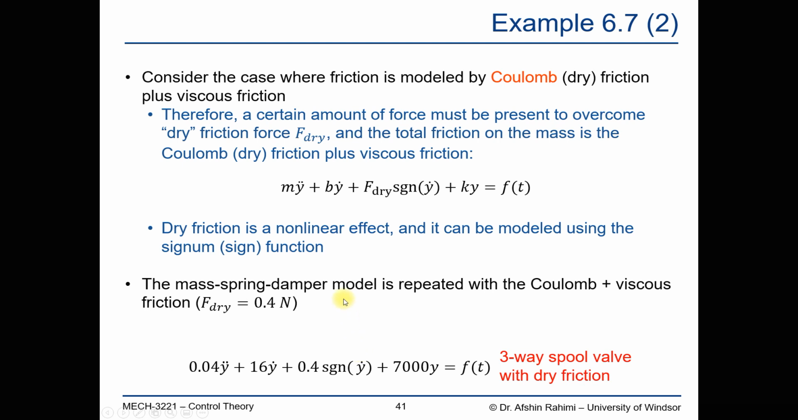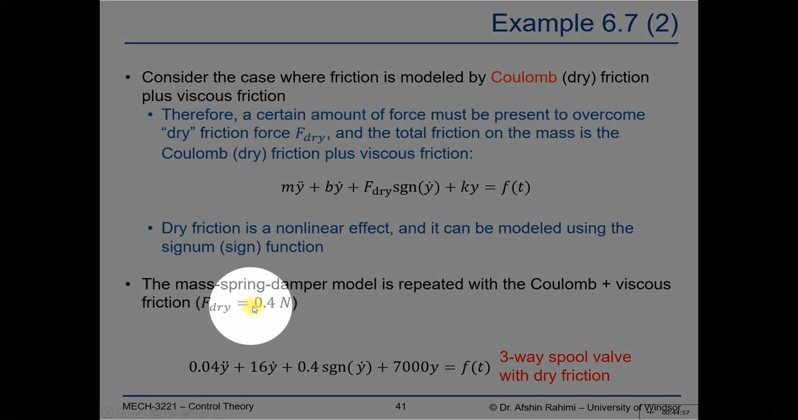The mass spring damper model is repeated with the Coulomb plus viscous friction, and in this case we have F dry equal to 0.4 newtons. So we replace F dry with 0.4 newtons multiplied by the signum or sign of y dot, which is the velocity. So this will now be our full equation for our system.